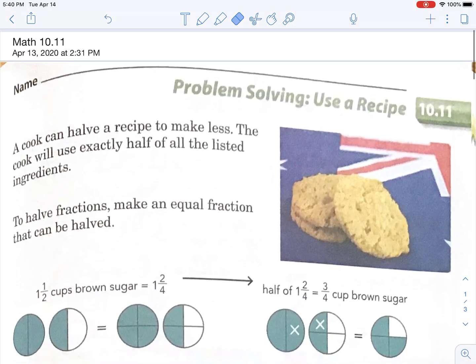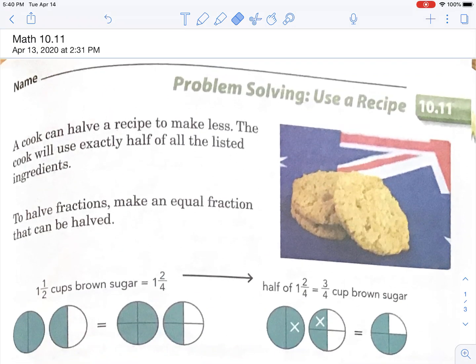What is 10 divided by 2? 5. Okay, so any even number will work out evenly to divide by 2. Thankfully, the recipes that we have today are all going to work out for us. So stick with me. Let's read along.